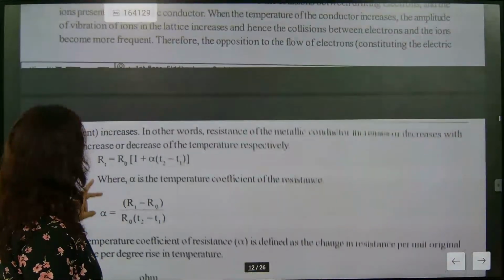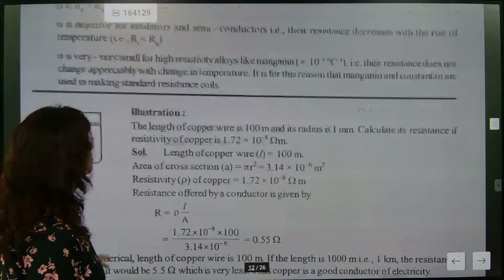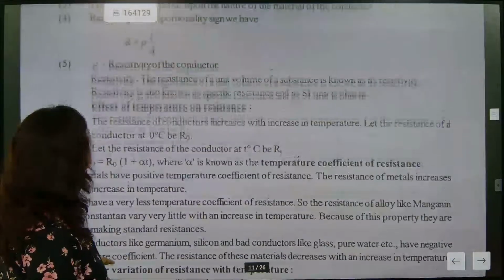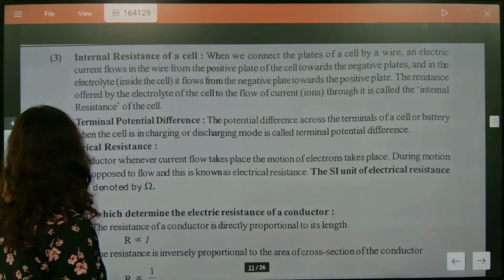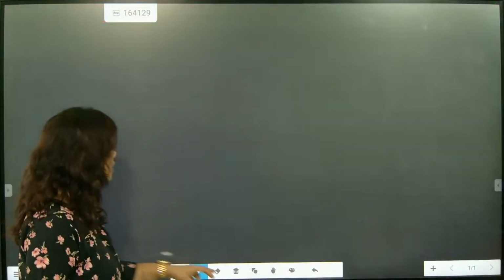And what is exactly Ohm's law, beta? What is exactly Ohm's law? Shall we start Ohm's law now? So now we are going to understand Ohm's law.